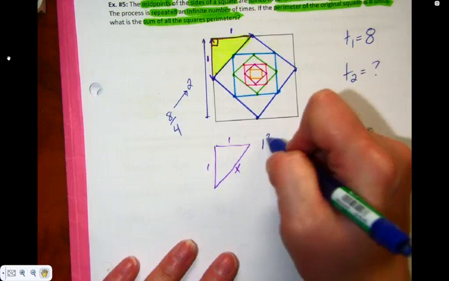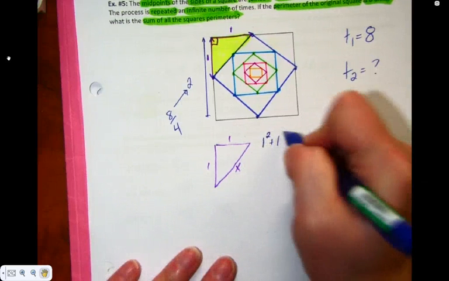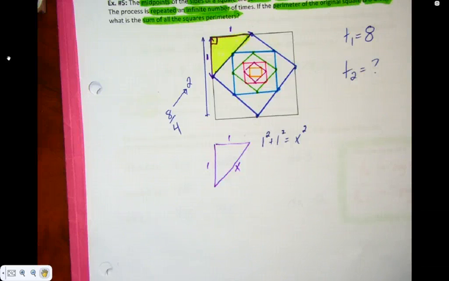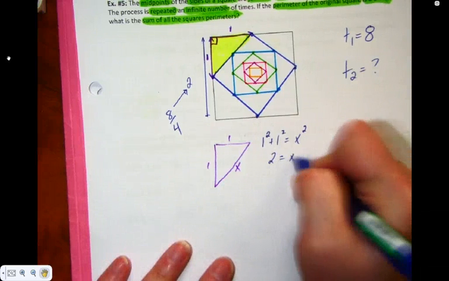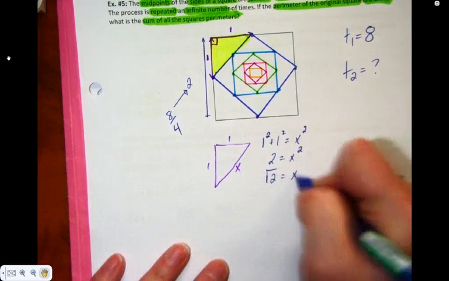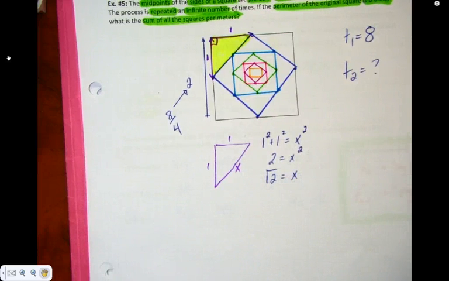1 squared plus 1 squared has to equal x squared. And so this is 2 is x squared. And then square root of 2 equals x. But what did I tell you about every time you put a square root into an equation? Oh, but this is the one time it doesn't matter.